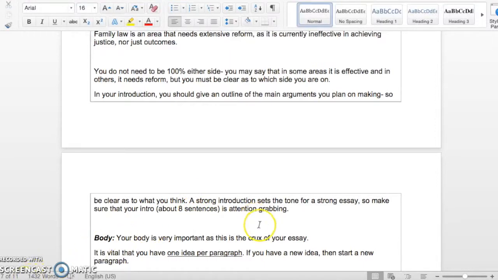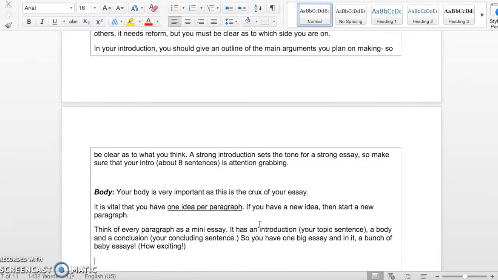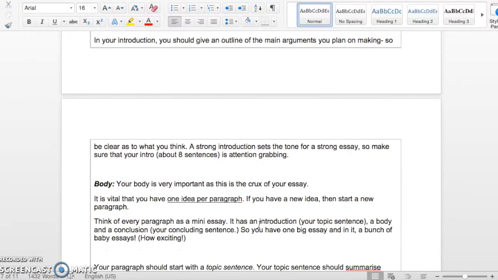So your body, let's go to the next section, which is your body of your essay. Your body is very important as it is the crux of your essay. It is vital that you have one idea per paragraph. If you have a new idea, then start a new paragraph. Remember, you're looking at about 7 to 8 sentences on one idea, and then you start a new 7 to 8 sentences on the next idea, which is actually your paragraph.